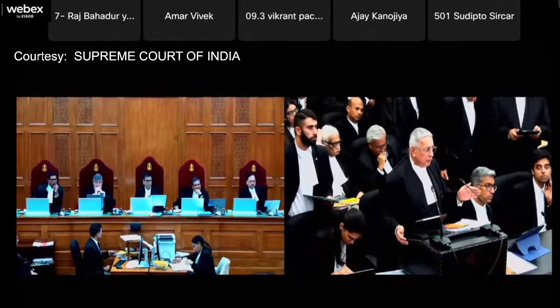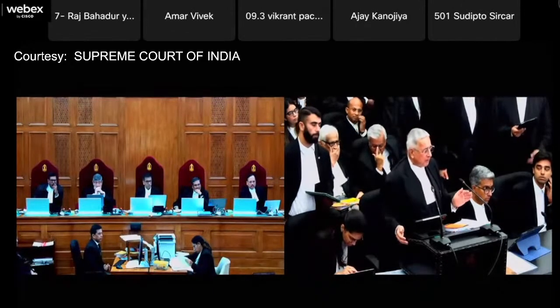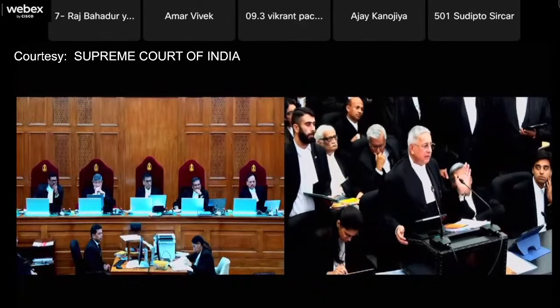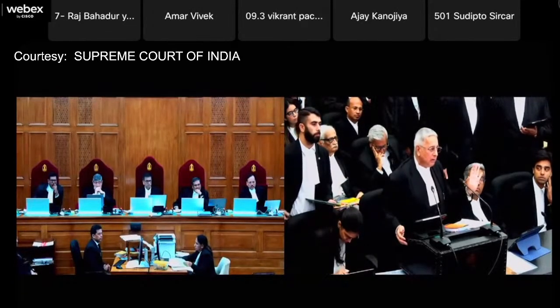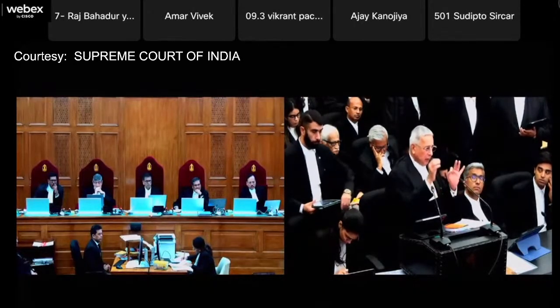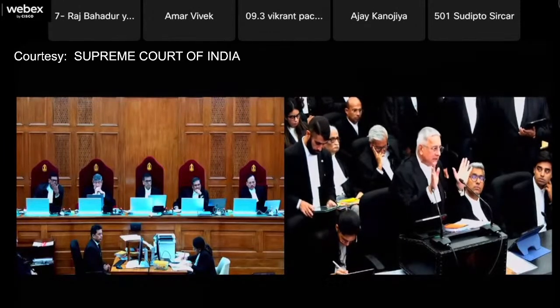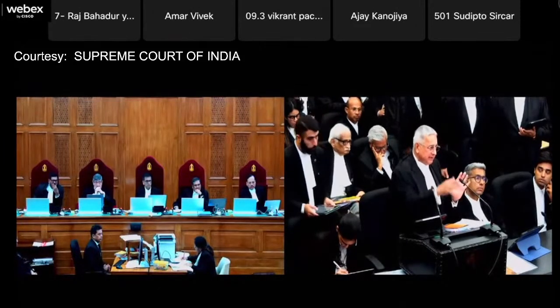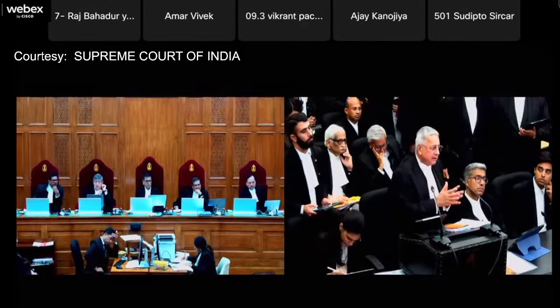And also that if this interpretation of Article 3 were to be upheld by your lordships, then this is the thin end of the wedge for democracy and federalism in the country as a whole. Because any party in power at the center, if it also happens to be the party in power in a given state, can just convert that state by a simple majority in the state legislature, and a simple majority in parliament can convert the state into a union territory.